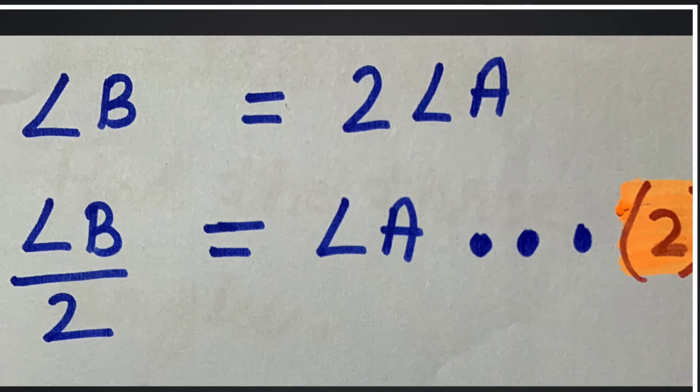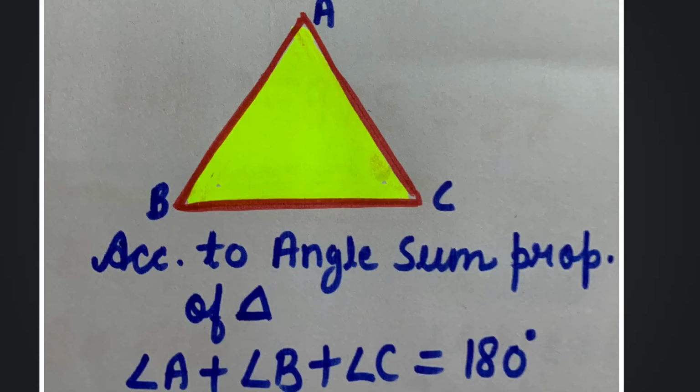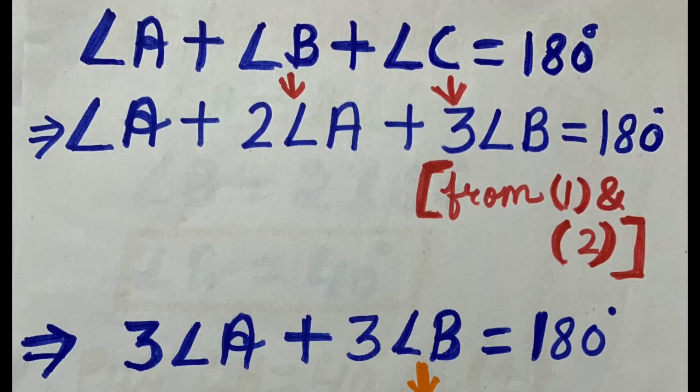Now children, after this we shall apply the angle sum property of a triangle. According to the angle sum property of a triangle, the sum of three angles of a triangle is 180 degrees. In this triangle we have three angles. You can see in the figure: angle A, angle B and angle C. So we shall apply the angle sum property. Angle A plus angle B plus angle C is equal to 180 degrees. Now children, we shall replace angle A as it is plus angle B will be replaced by 2 angle A, because from equation 2 angle B is equal to 2 angle A.